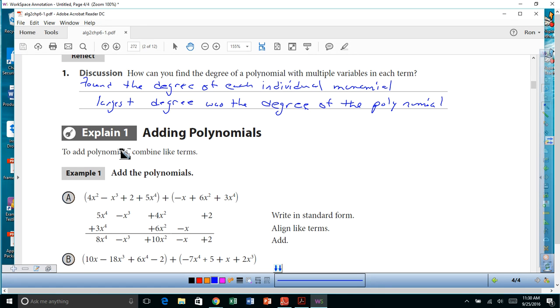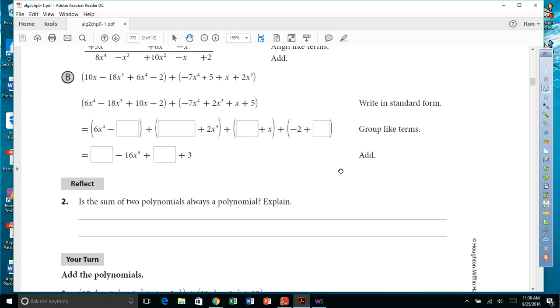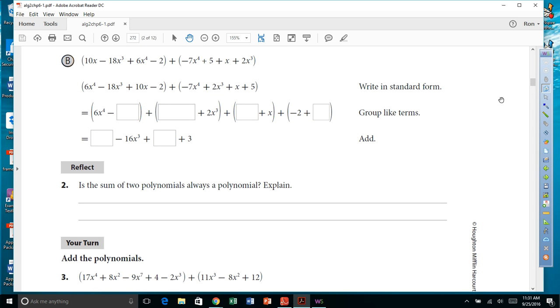All right. Explain one. Adding polynomials. To add polynomials, combine like terms. Remember I said earlier that was same variable with the same exponent. All right. And not sure what that means? Let's take a look. You can do A on your own. Stop the video and take a look. Follow through it. When you come back, we'll do B.